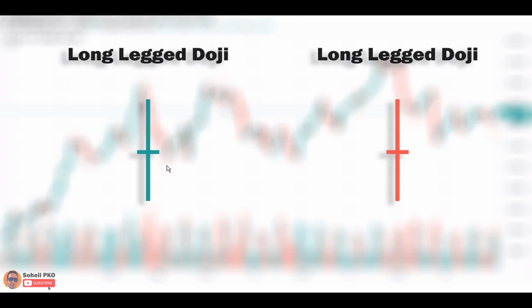If you see this candle in an uptrend or at resistance levels, it shows buyers are losing strength and there is a possibility of reversal. And if you see it following a downtrend or at support levels, it means that sellers are weakening and there is a potential of changing in the direction of the price.